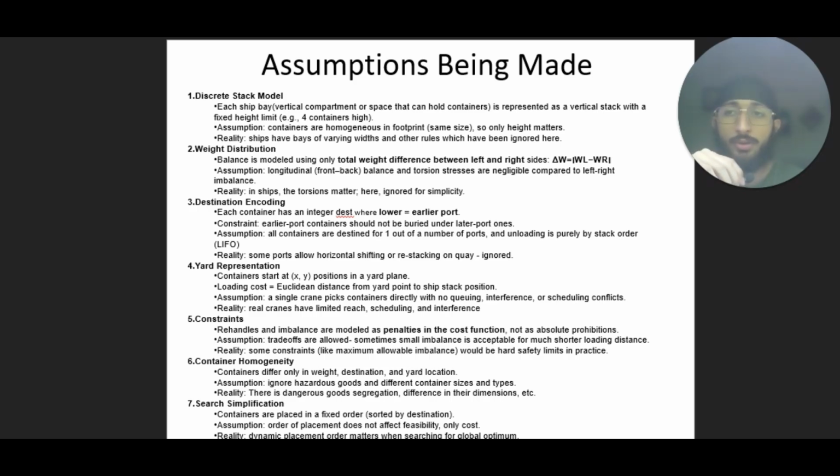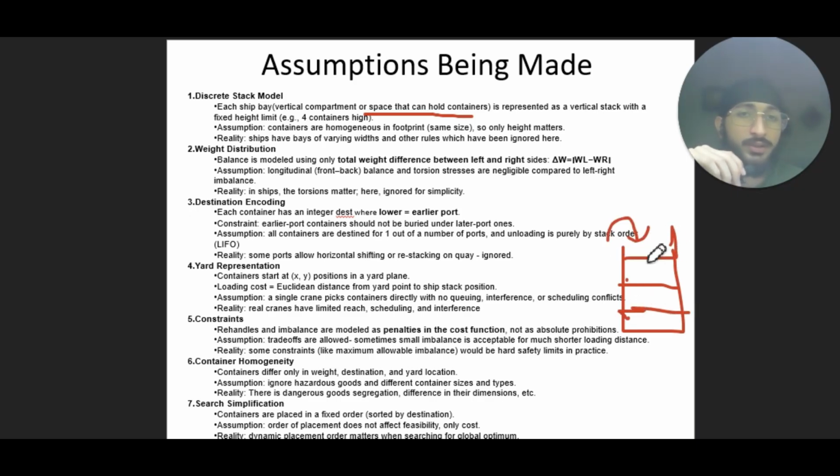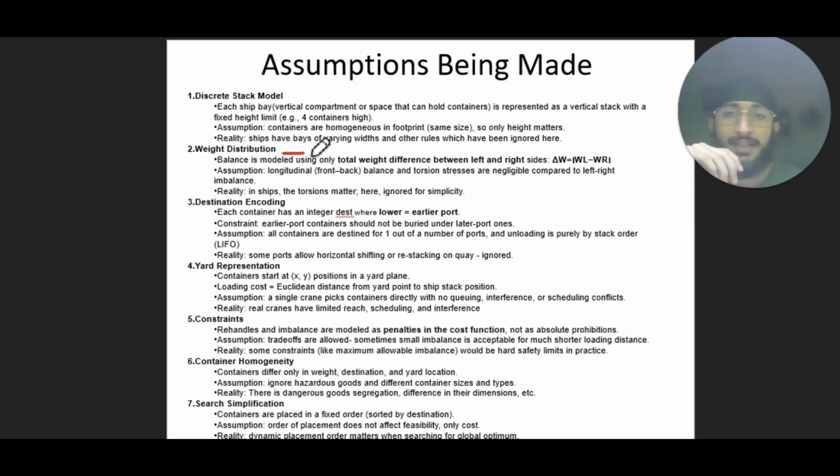So the assumptions being made. Firstly, I am considering a discrete stack model. Each ship bay is the vertical compartment or space that can hold containers. So every ship has a bay. The stack that I'm considering is called the ship stack, a vertical component which can hold the containers, represented as a vertical stack with a fixed height limit. For example, if we have 4 as a height limit, that means we can only fill 4 containers in one stack. But in reality, ships have bays of varying widths and sizes and other rules which have been ignored here for simplicity. So that is the assumption.